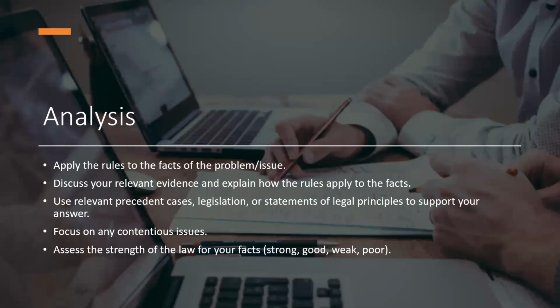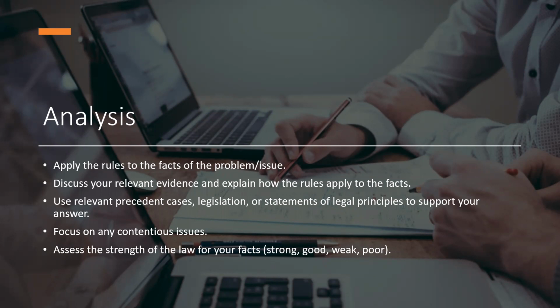So analysis. This is where we apply the rules to the facts of the problem or issue. So we take the issue, we take our rules, and now we apply them both in the analysis. This is where we discuss our relevant evidence and explain how the rules apply to the facts. Here we need to use relevant cases, legislation, and statements of legal principles to support our answer. We focus here on any contentious issues or areas where we may have assumed facts. You may need to answer and argue both ways.